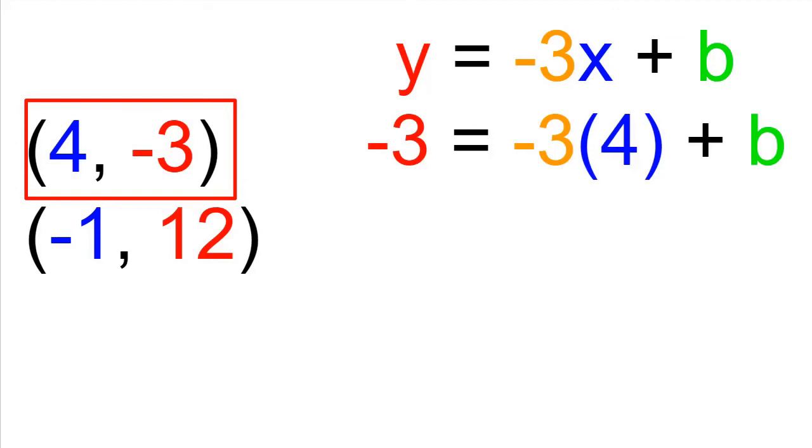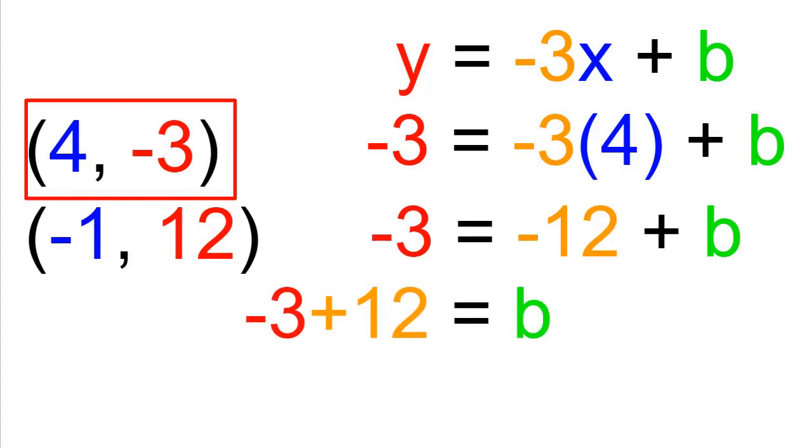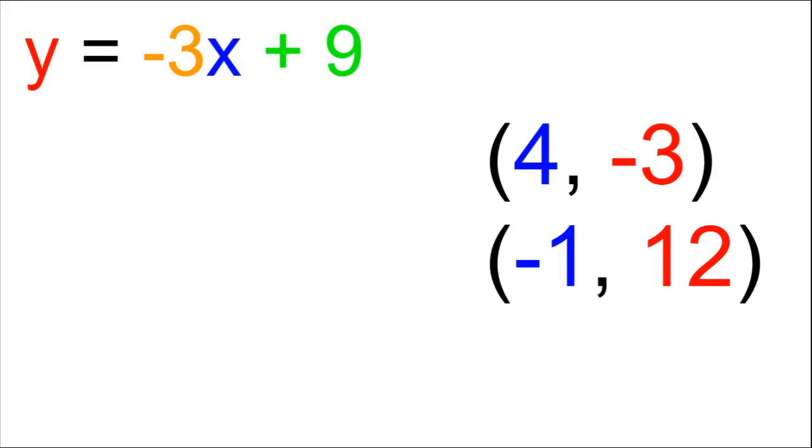So negative 3 times 4 is negative 12. Now, in order to move the negative 12 to the other side, we add 12 to negative 3, and this cancels out the negative 12 on the other side. And so we're left with b equals 9. So we figured out our y-intercept. And now we have our linear equation, y equals negative 3x plus 9.